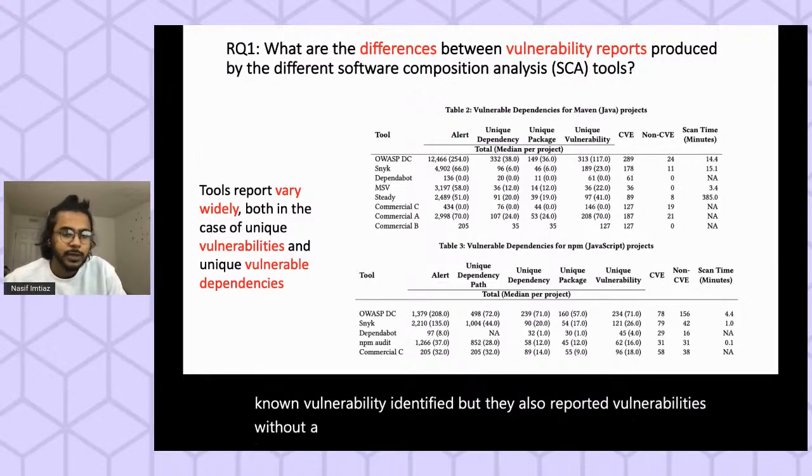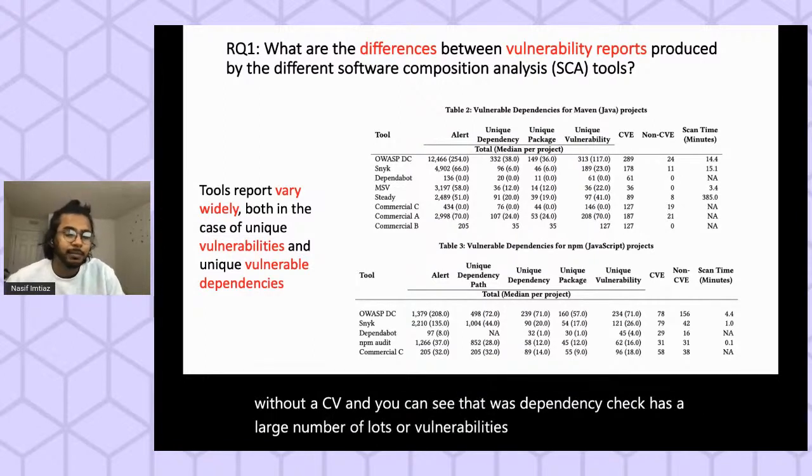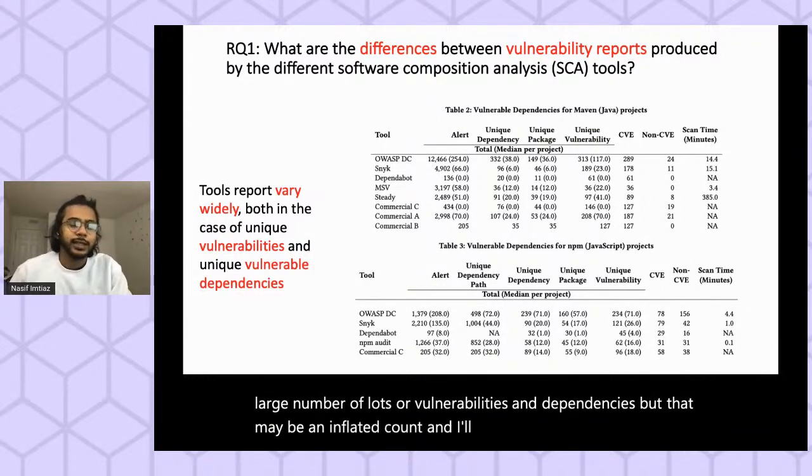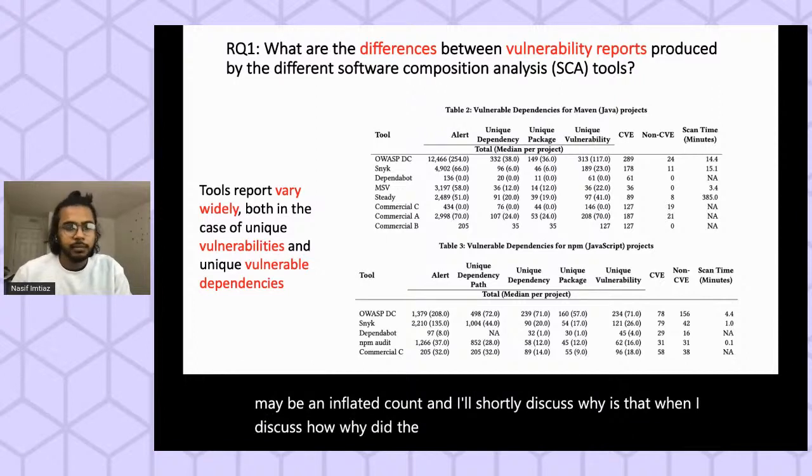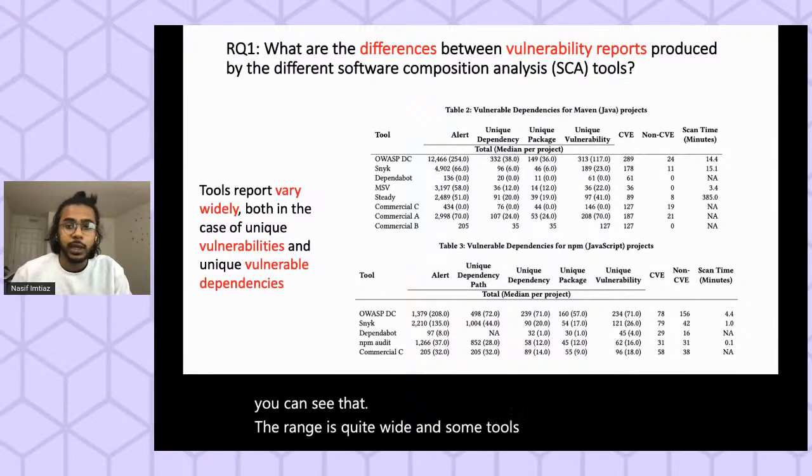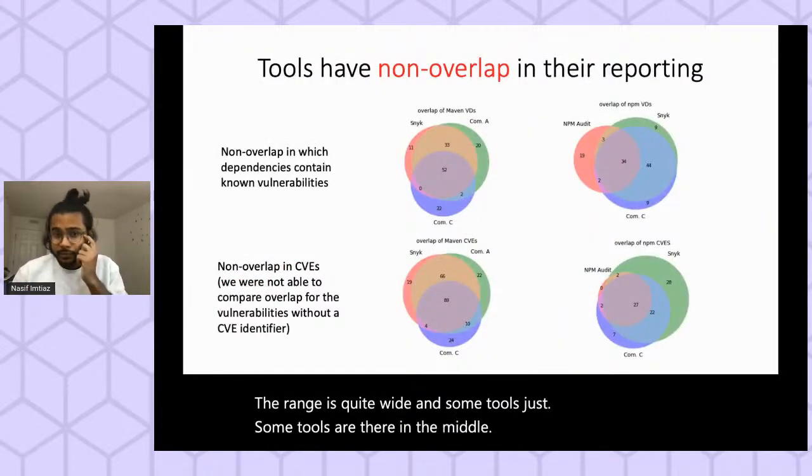And you can see that OWASP Dependency-Check has a large number of alerts or vulnerabilities and dependencies, but that may be an inflated count, and I'll shortly discuss why when I discuss why the tools differ. But you can see that the range is quite wide, and some tools are there in the middle.